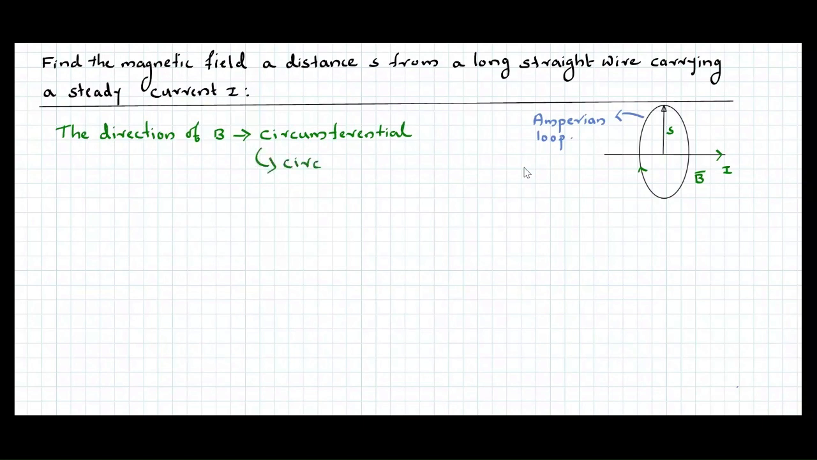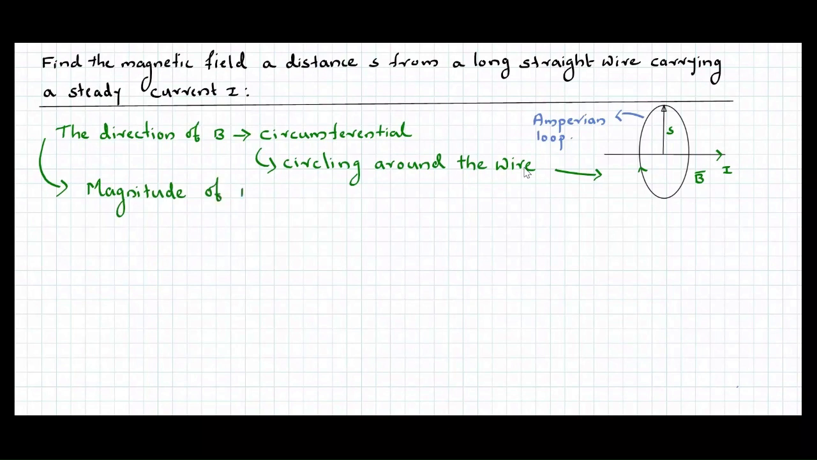problem using Ampere's law. We know that by right hand rule, if the current flows through a long straight wire, then the direction of the magnetic field is circumferential. That is, the magnetic field will circle around the wire if the current flows through a long straight wire. The direction of B is circumferential.